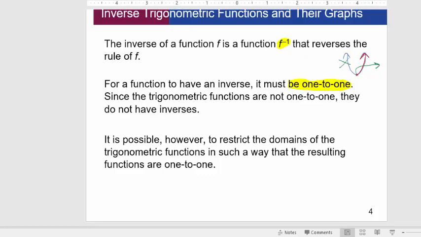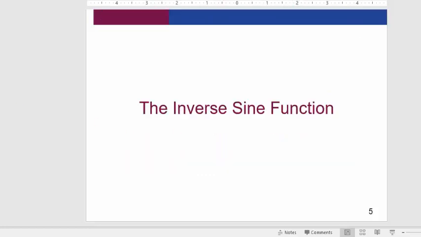Okay, so what we're going to have to do is something similar with the trig functions because clearly they're periodic, so they keep repeating themselves over and over again. Therefore, they're not 1-to-1. So we're going to have to do what we call restricting the domains. So the first thing we're going to do is the inverse sine function.